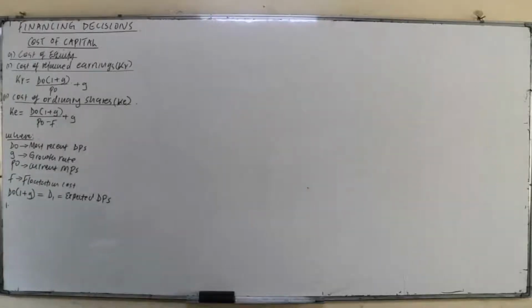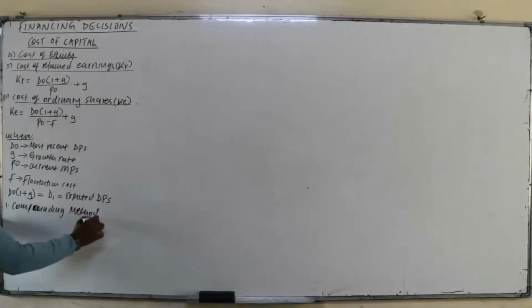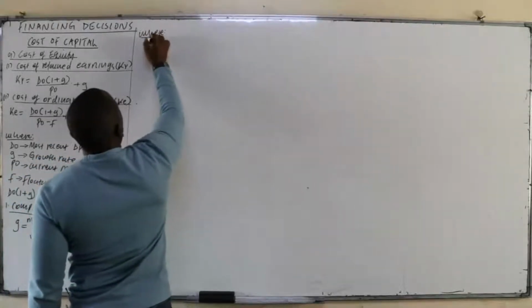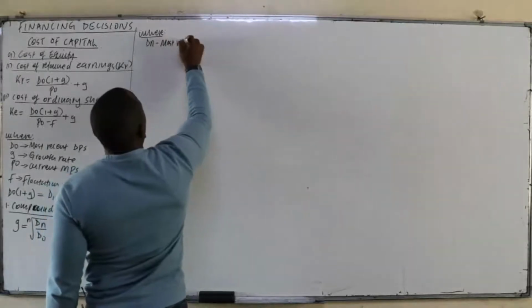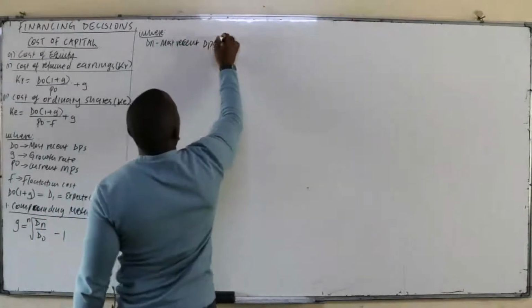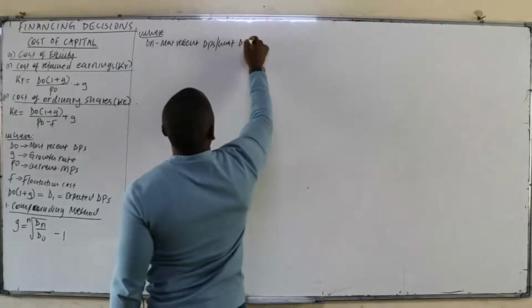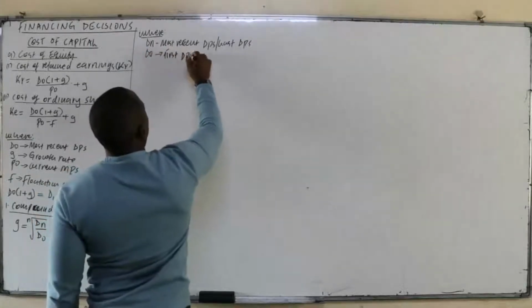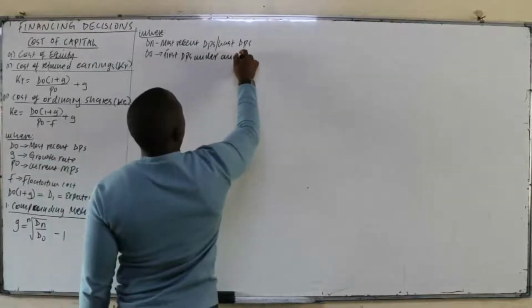One is the compounding method. In this case, to get the growth rate, you take the nth root of Dn over D0, minus 1, where Dn is the most recent or last dividend per share, and D0 was the first dividend per share under the analysis period.